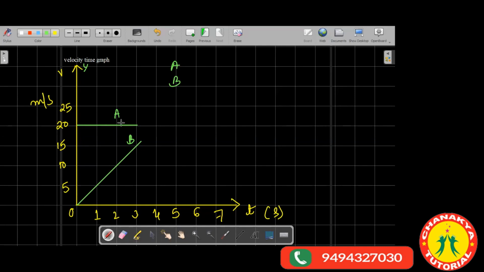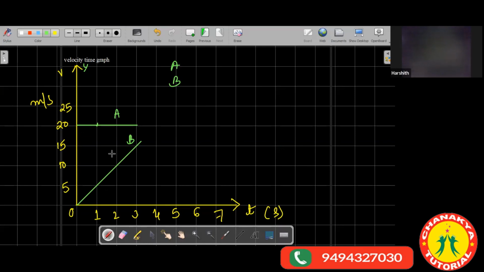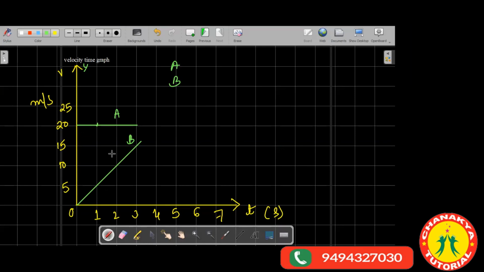Okay. So what does the graph A say? The graph A says that at time 0, the velocity was 20 meter per second. Right? At time 1 second, the velocity was 20 meter per second. And when the time was 3 seconds, the velocity was 20 meter per second. So what do we get from this? It is not at rest, it's moving with the same constant velocity.